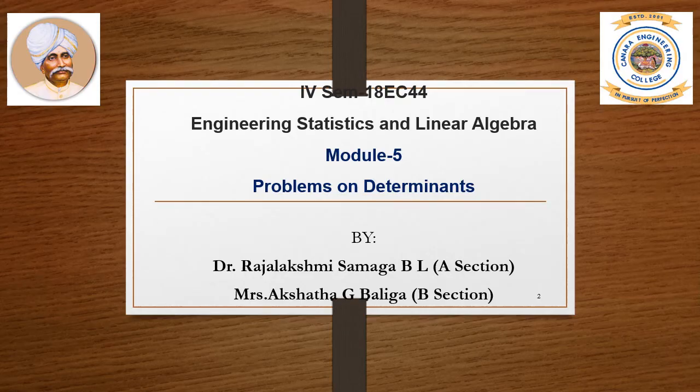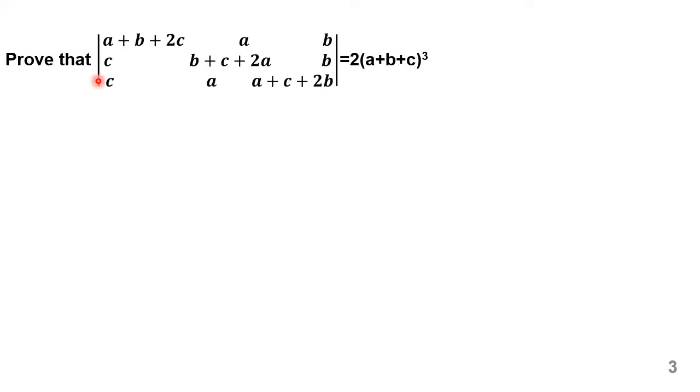Hello students, in this video lecture we'll solve some problems on determinants. Prove that the determinant of a plus b plus 2c, a, b; c, b plus c plus 2a, b; c, a, a plus c plus 2b is equal to 2 into (a plus b plus c) the whole cube.